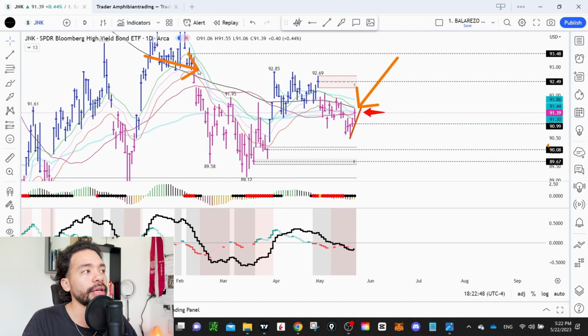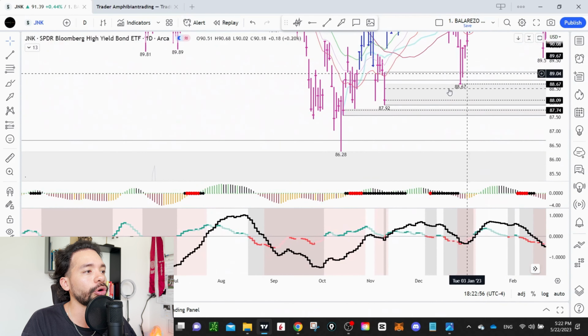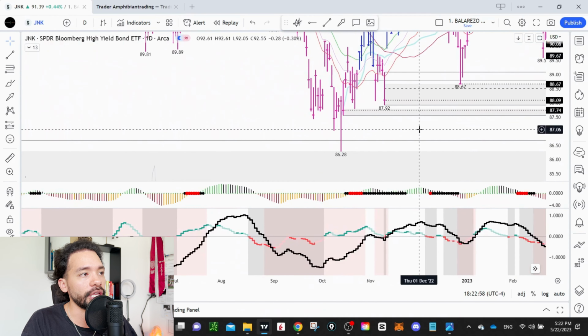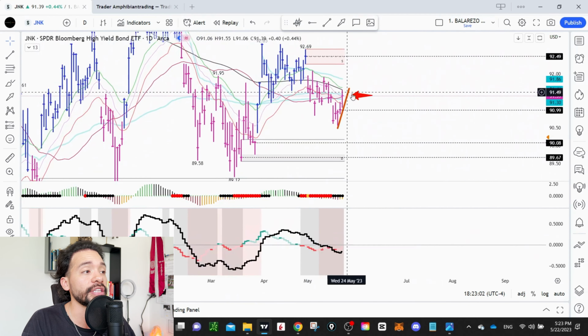This is an anchor VWAP that is basically anchored from this recent swing right here at 94.83, and then of course I have another anchor VWAP at 86.28, and you can see that we kind of have those levels coming together right here into resistance.